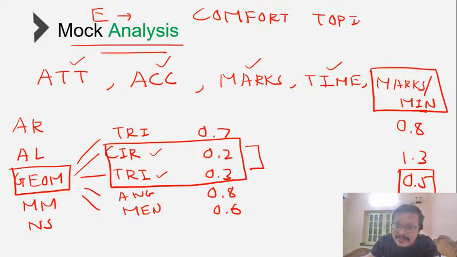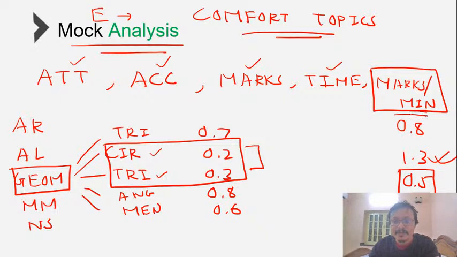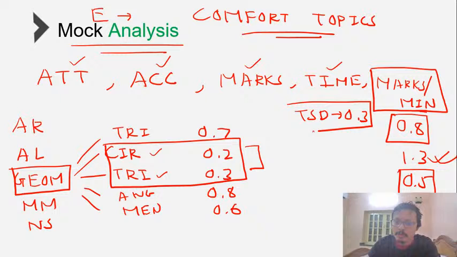In case a question is from your comfort topic, for example, algebra seems to be a comfort topic, go ahead and do that. Numbers seems to be a comfort topic, go ahead and do that. Modern math seems to be a comfort topic, go ahead and attempt that. Within arithmetic, let's say there is one particular topic like TSD where it comes down to again 0.3, 0.4. So avoid that.